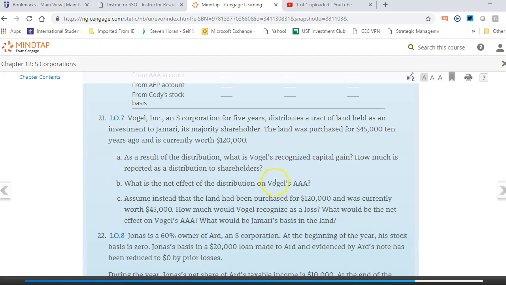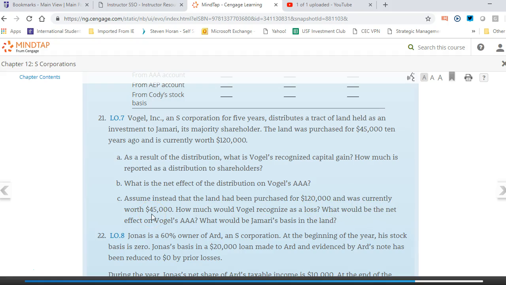For letter B, the net effect on the distribution to Vogel's AAA, it reduces AAA by the fair market value of 120, and remember that it also increased it by the gain of 75. So the answer to B is minus 120 plus 45, which equals 75. So, I'm sorry, I said that backwards. Plus 120 minus 75, which equals 45, the 75 gain. So plus 120 minus 75, which equals 45. So B is 45.